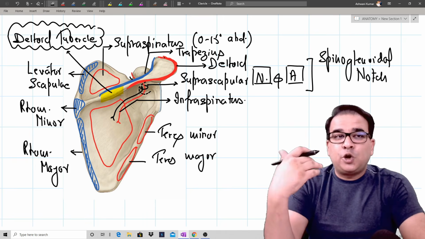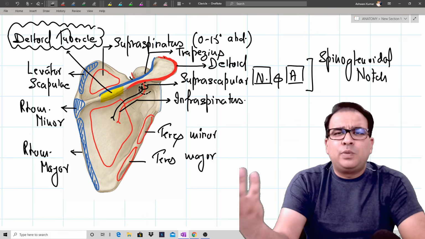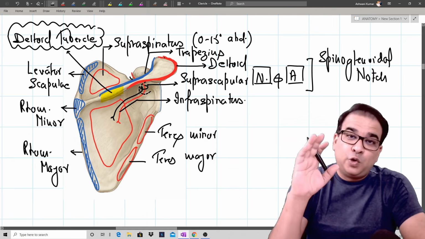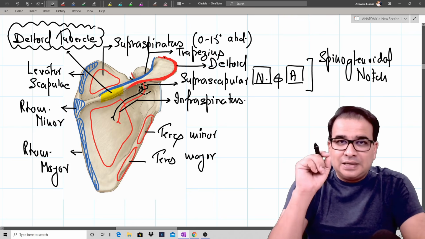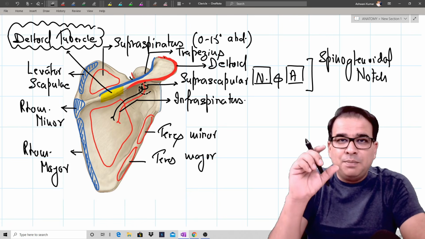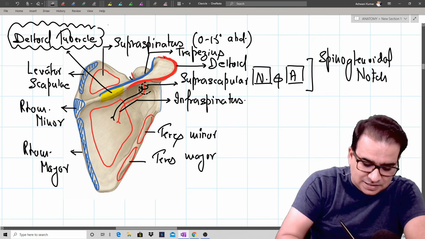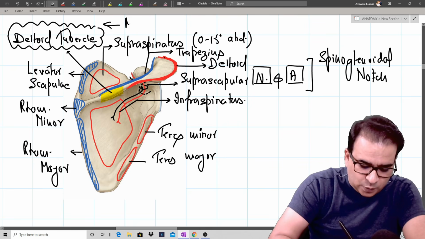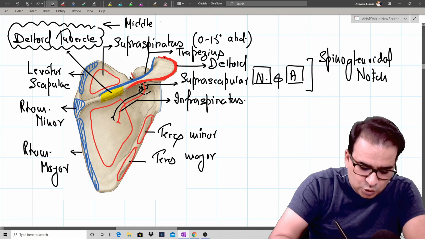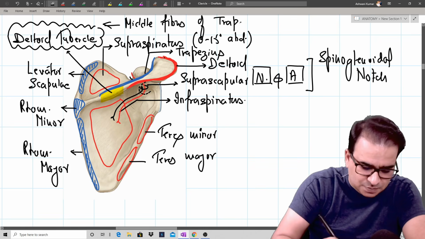Now, when the name is deltoid tubercle, it gives an indication that it should be for the deltoid muscle attachment. No, it's not. Deltoid tubercle is actually providing insertion to the middle fibers of trapezius. That's the point here, guys. This is the one which is providing insertion to the middle fibers of trapezius muscle.